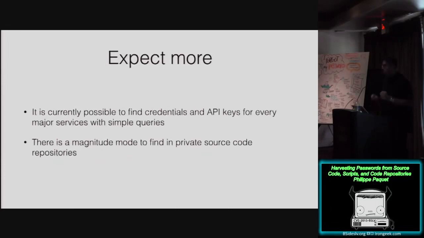It's possible right now to find API keys and credentials for every major provider, and that's on public source code repositories. If you go to an enterprise source code repository, because of the sense of security and privacy that people have, you're going to find a lot more there. If you want an API key for FedEx, UPS, I don't know, maybe you want to ship things for free, don't do that, please.